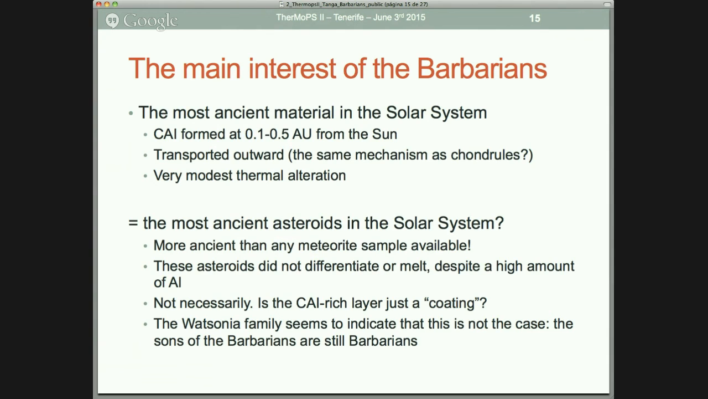And an open problem is that these asteroids did not differentiate or melt, because these FTAs are primitive, not altered by thermal processes. So despite the high amount of aluminum that is incorporated, these could be objects that would have differentiated at the beginning of the solar system. But we don't observe this differentiation. So based on this small sample, of course, it's difficult to answer this question.